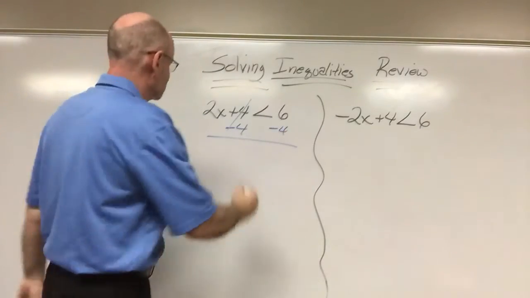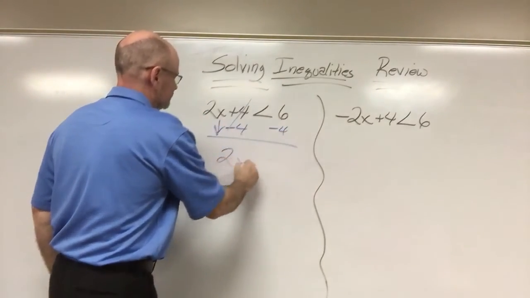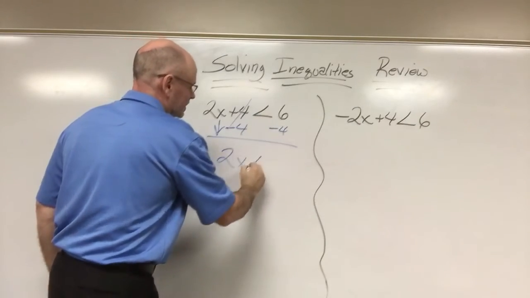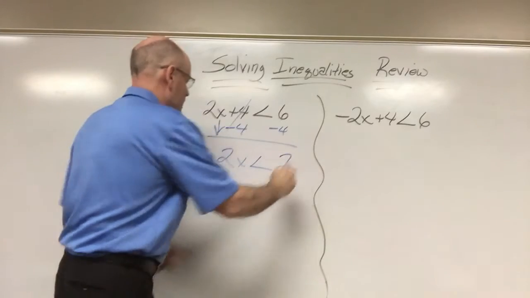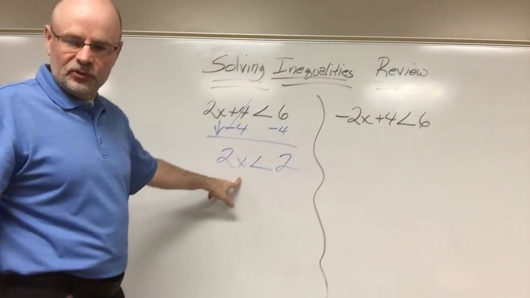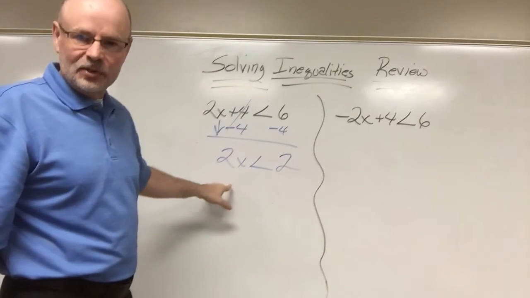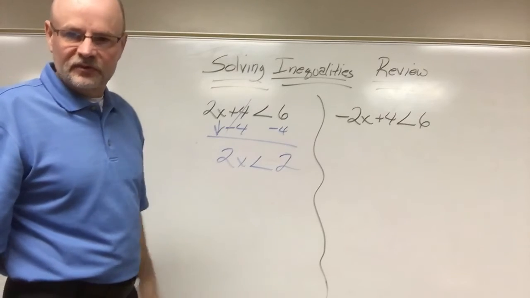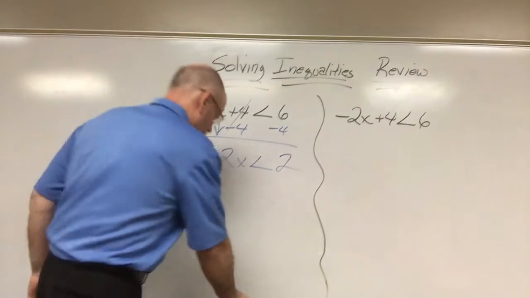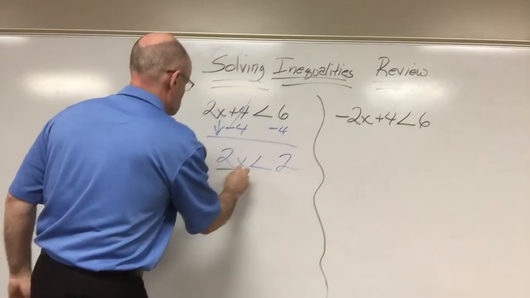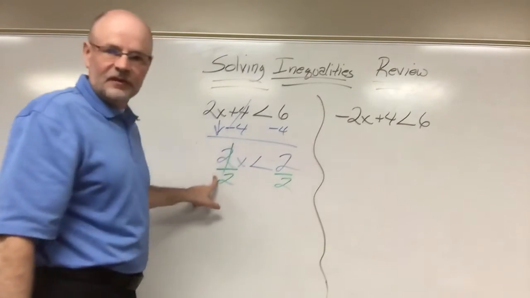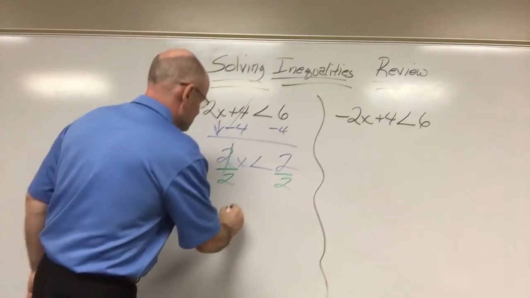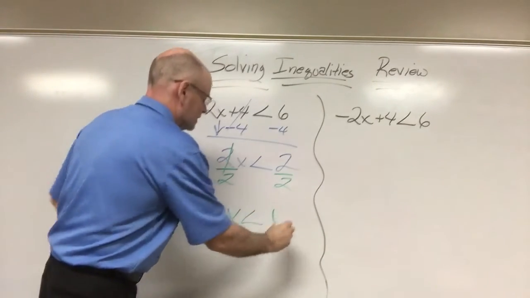That simplifies to 0, so I'm just going to ignore it. I'm going to bring my 2x down, bring my inequality symbol down, and then 6 minus 4 is 2. This is 2 times x, so I'm going to do the inverse operation. I'm going to divide both sides by the number in front of x. I'm going to divide both sides by 2. That simplifies to 1, so what I'm left with is x is less than 1.